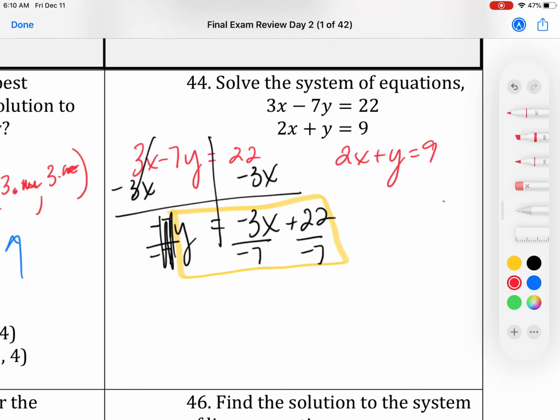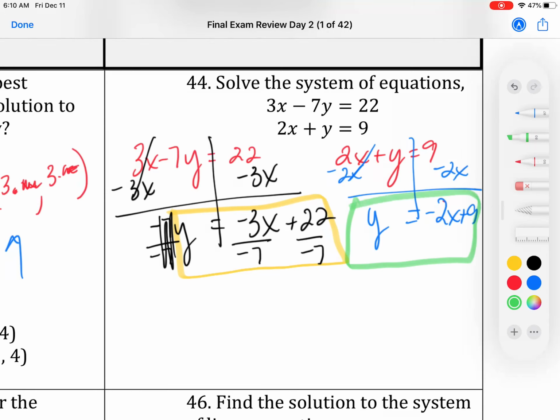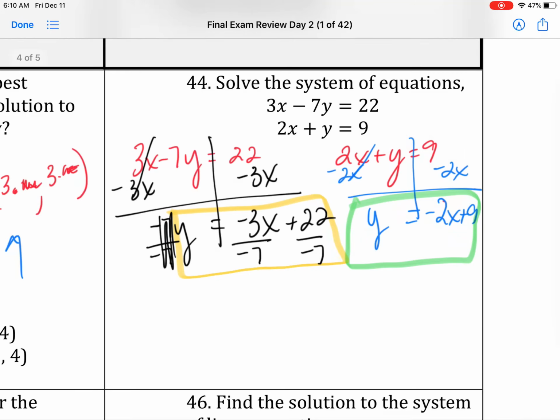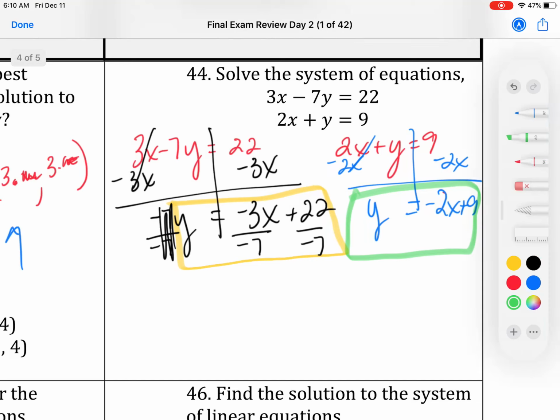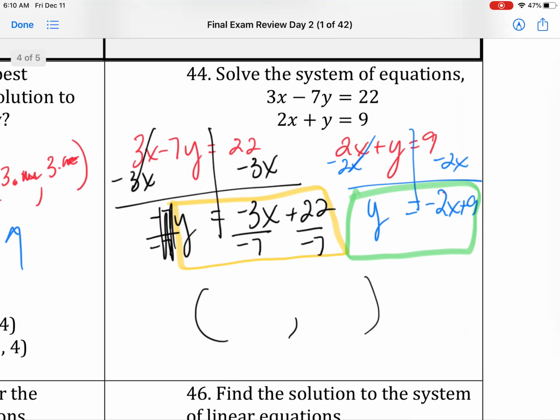And then what it says is we need to solve for y for this one here. To solve for y, there's an x in the way, so I move the x to the other side. That leaves me with y equals -2x plus 9. Y is now by itself, so my answer is this. Now I need you to go to Desmos, type them both in, and tell me the ordered pair where they cross.